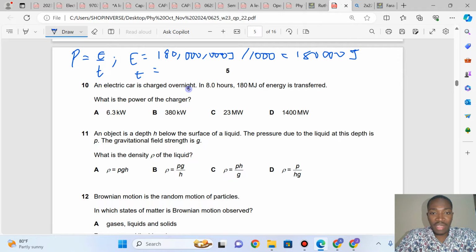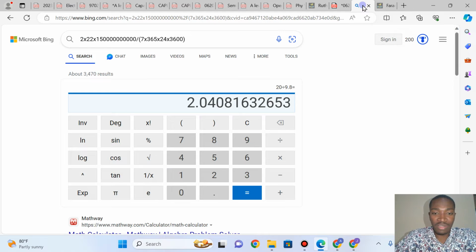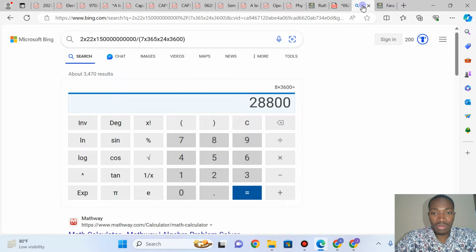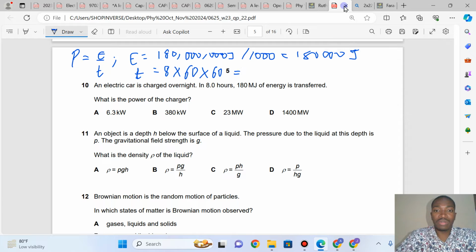The time is 8 hours. Time must be measured in seconds. Convert 8 hours to seconds. That means you multiply by 60 to convert to minutes, then multiply by 60 again to convert to seconds. So you have 8 times 60 times 60. 60 times 60 is 3,600. So you just multiply 8 by 3,600. That gives you 28,800.